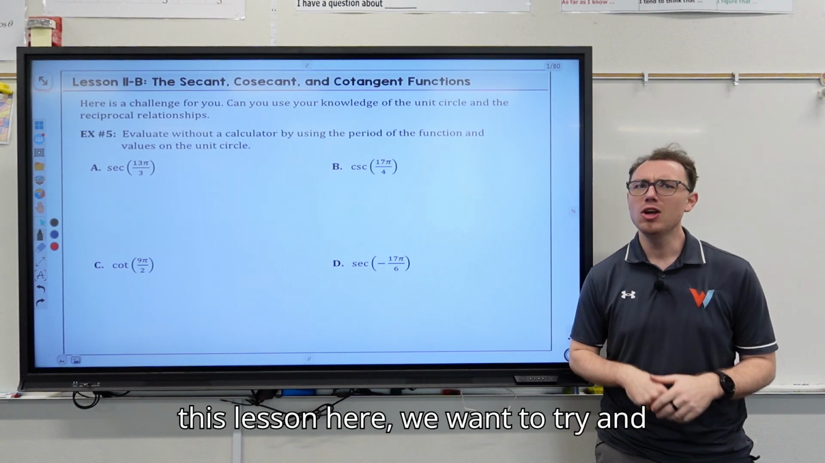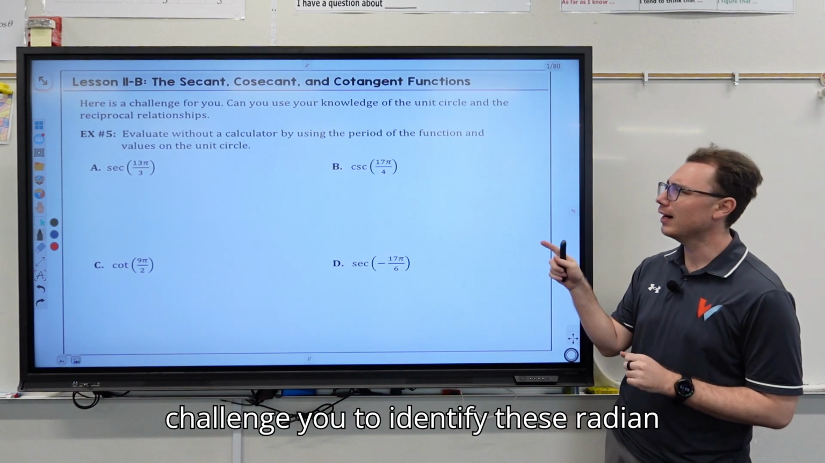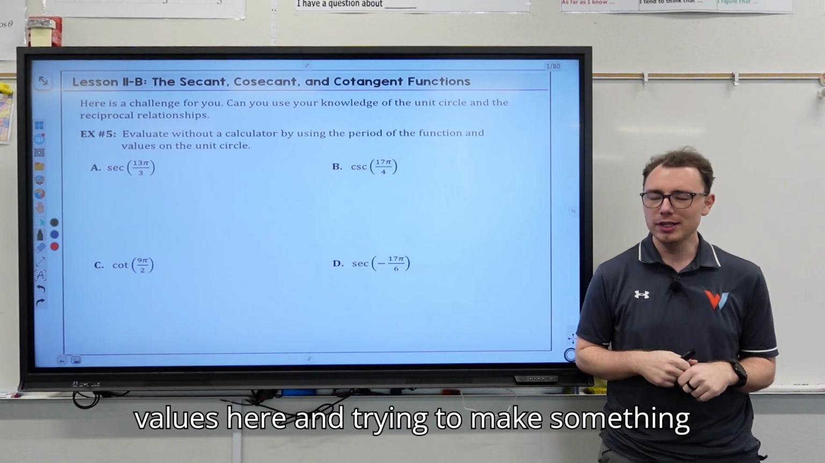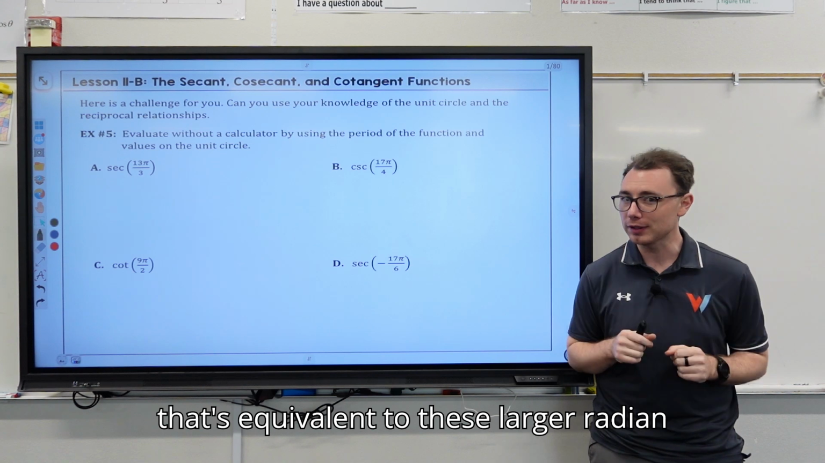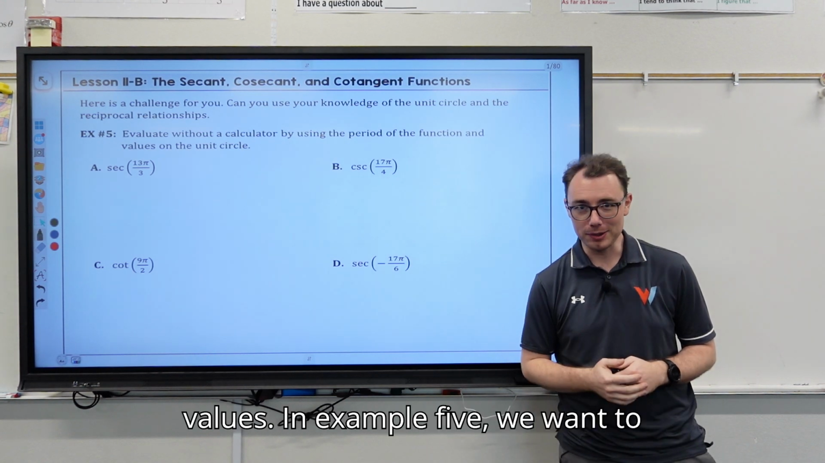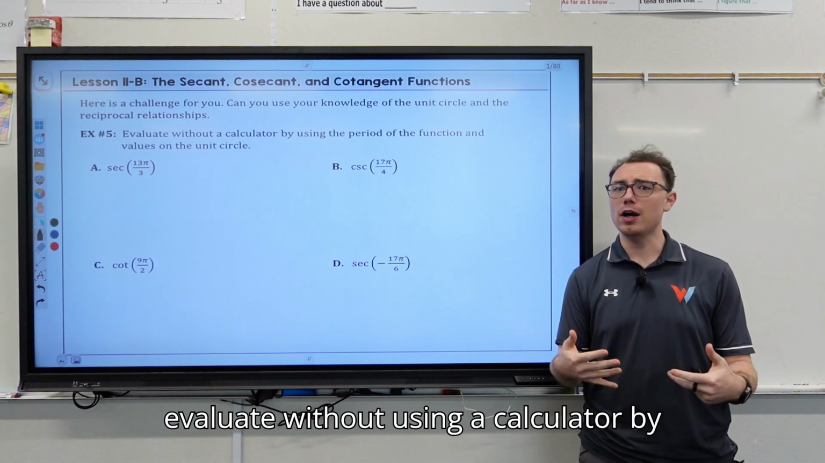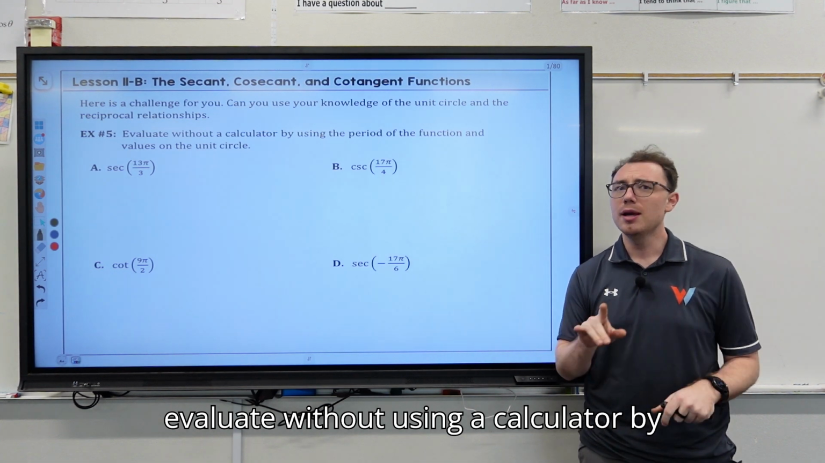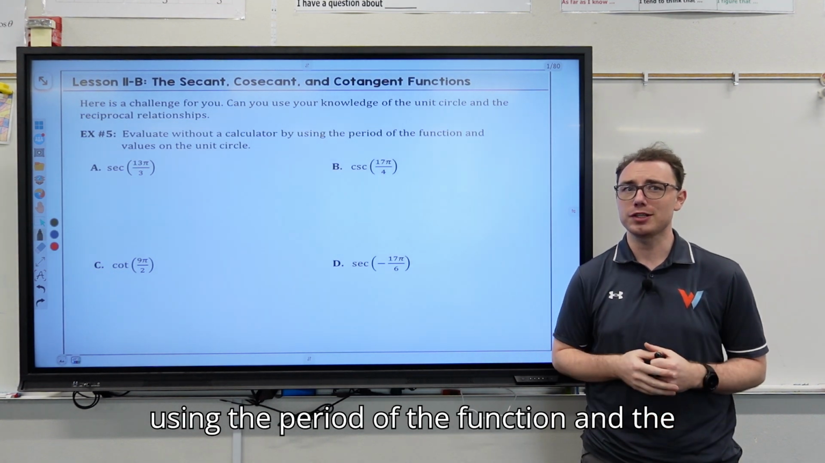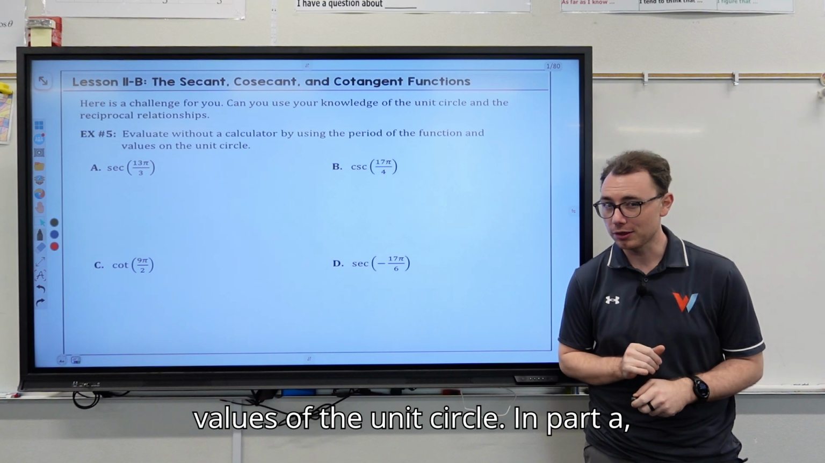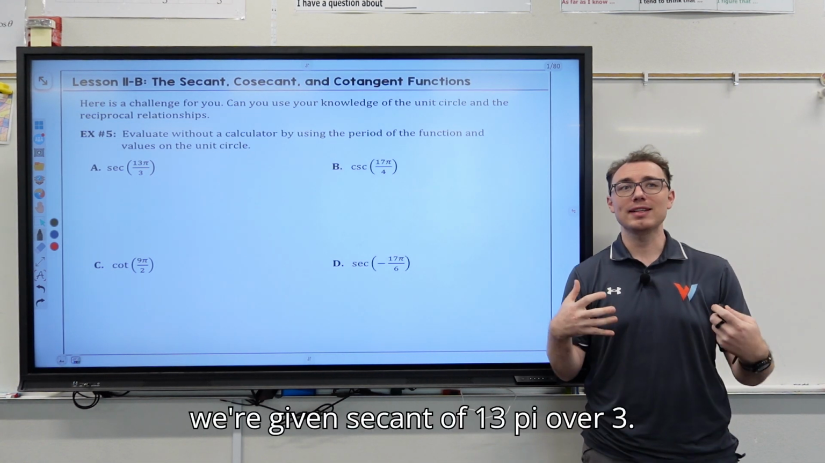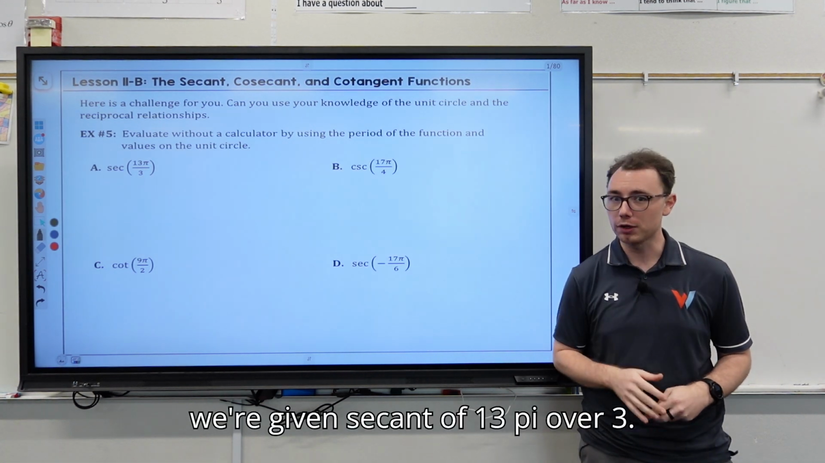For this lesson, we want to challenge you to identify these radian values in order to make something equivalent to these larger radian values. In example 5, we want to evaluate without using a calculator by using the period of the function and the values of the unit circle. In part A, we're given secant of 13 pi over 3.